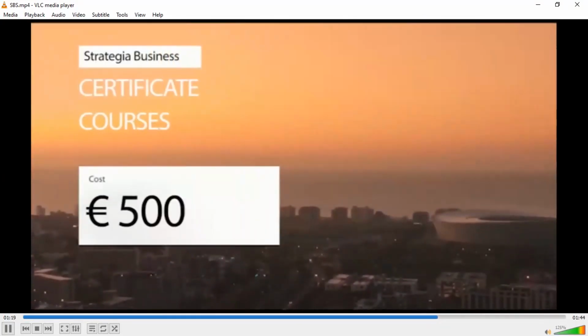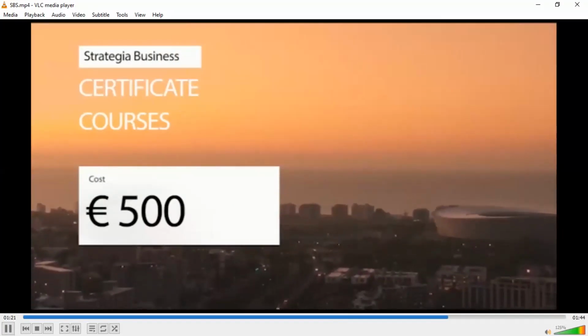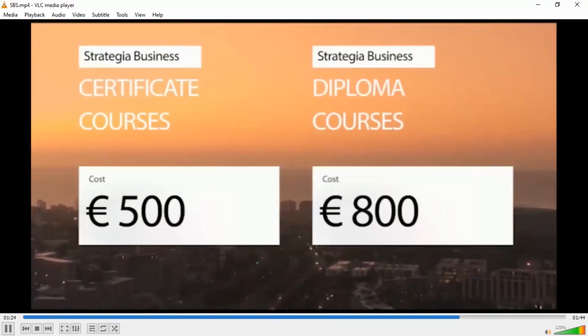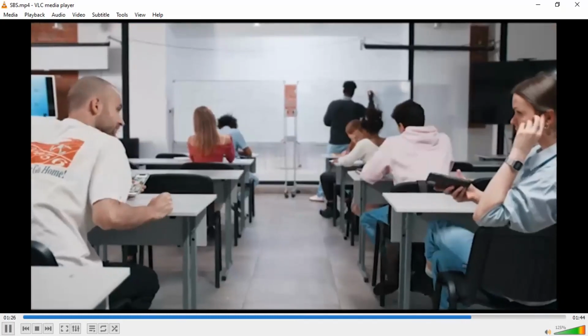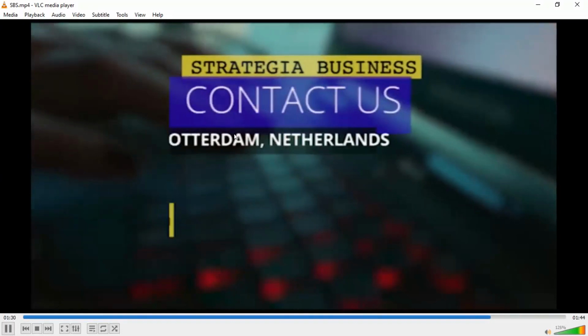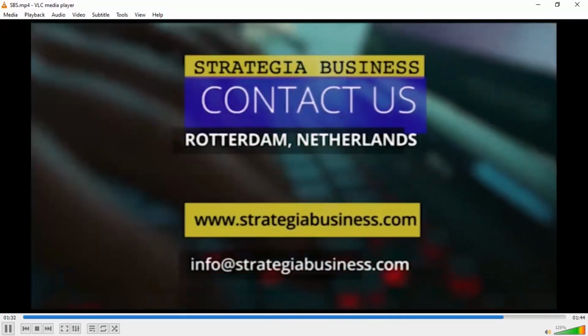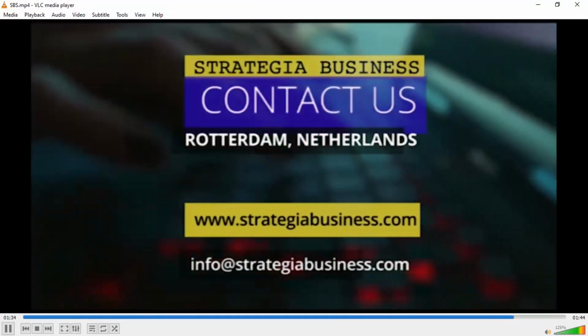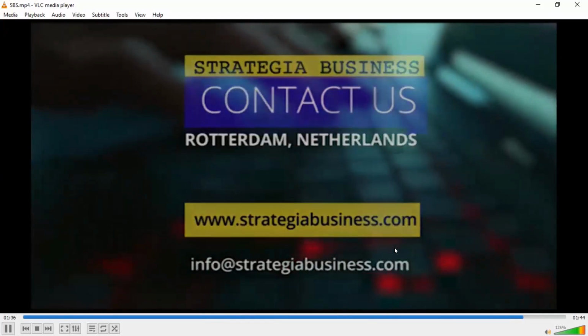The cost for certificate courses is 500 euros, while diploma courses cost 800 euros. Take action and register today. For more information, contact info@strategiabusiness.com or visit www.strategiabusiness.com.